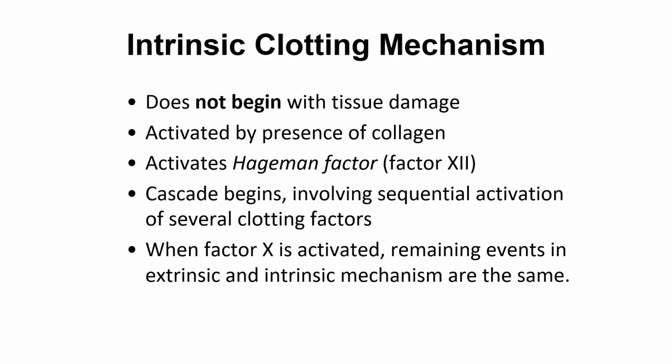The intrinsic clotting mechanism does not necessarily begin with tissue damage. It can start without tissue damage. It's going to be activated when blood comes in contact with collagen, which is found in connective tissue. It's going to be triggered by the Hageman factor, factor 12 protein. And as in the extrinsic clotting mechanism, this begins the sequential activation of several clotting factors. And so starting with the formation of factor 10, this cascade is going to proceed and end the same way as the extrinsic mechanism, where we have a formation of a fibrin mesh and a blood clot.